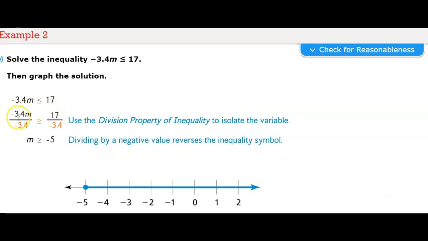You see exactly that right here. And so we solve 17 divided by negative 3/4, and you get negative 5. And then we graph it here, and you have a closed circle because we have that equal. So m can be equal to negative 5, and it also can be greater. So we have a closed circle and then the arrow going to the right for all the numbers that are greater than negative 5.